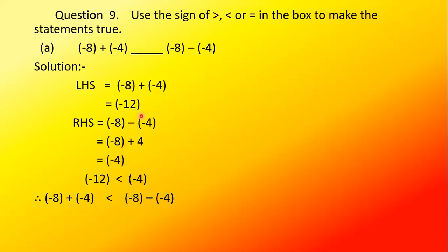Now on the LHS we got the answer -12 and on the RHS we got the answer -4. Which is greater? Just consider the number line. On the number line, the number on the right side is greater than the number on the left side. If you place -12 and -4 on the number line, you can easily do it. -4 will be coming on the right side of -12. That means -4 is greater than -12, right? -12 is smaller. So -12 is smaller than -4.